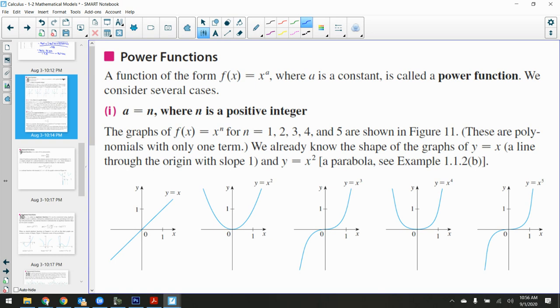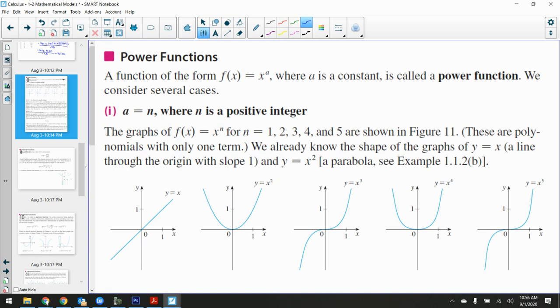The odds are going to look very similar. The evens are going to look, except for 1, obviously, the evens are going to look very similar as well. We know the shape of those graphs. We have a parabola and then the cubic equation. They will all match either x to the second or x to the third.